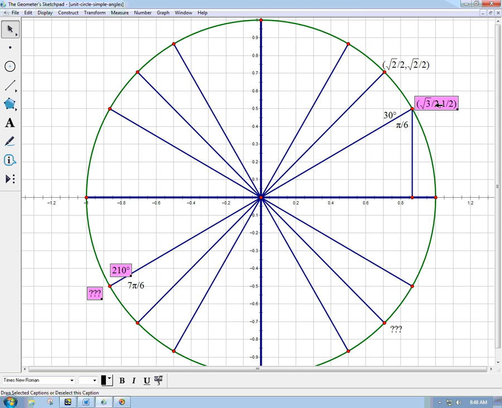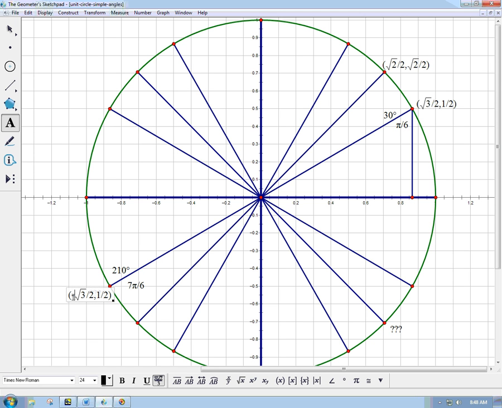In fact, what I can do, let me just copy and paste that thing. And then change the signs. Minus and minus. Okay. And delete that thing. Okay. So that's all the information we need about this one. It's the 7 pi over 6 point on the unit circle, 210 degrees if we like degrees, the x-coordinate minus √3/2, the y-coordinate minus 1/2.